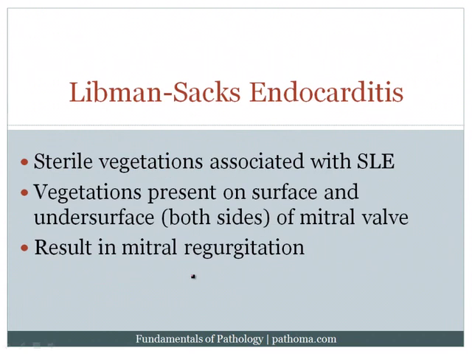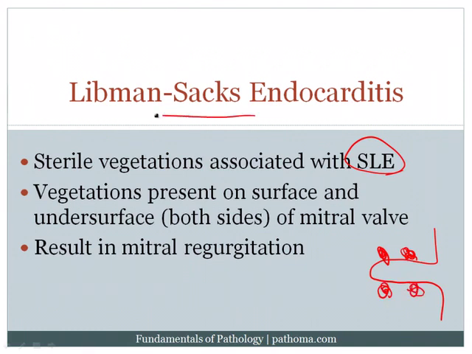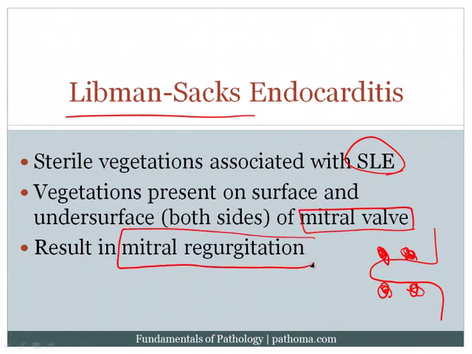Libman-Sacks endocarditis is particularly high yield. We've discussed it previously. This is where you get sterile vegetations in association with lupus. Now, the most important thing here is that if you've got this valve, you get vegetations on both sides of the cardiac valve. And when you get vegetations on both sides, that's highly characteristic of Libman-Sacks endocarditis. Again, it usually involves the mitral valve, and it's going to result in mitral valve regurgitation.